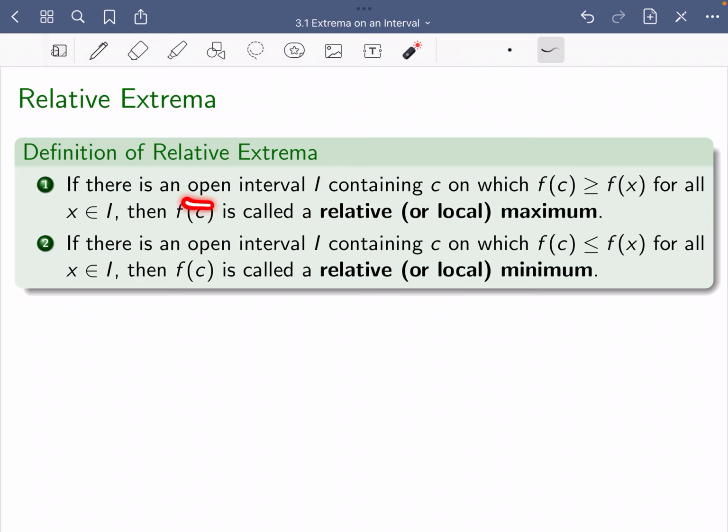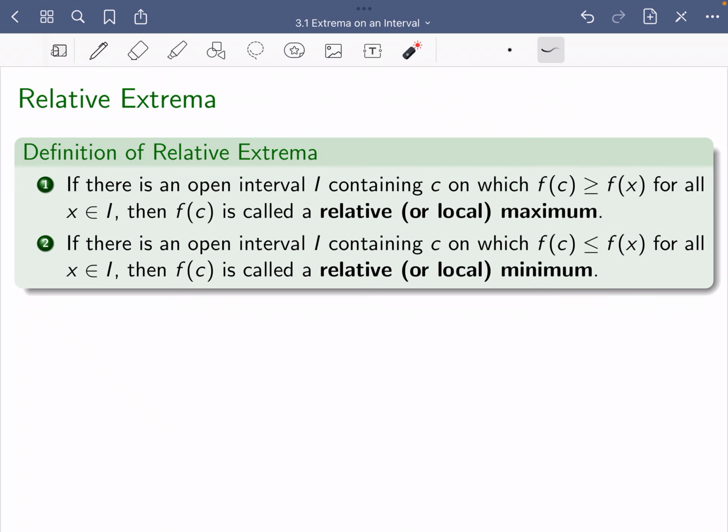If there's an open interval I containing c, so we have this interval, and somewhere inside this interval there's some number c, where the function value at c is greater than or equal to all of the other function values in that interval, then f of c is a relative or local maximum. So if f of c is at least as large as all the other function values around it, we will say, relatively, this is a maximum. It's a relative maximum, or locally, it's a local maximum.